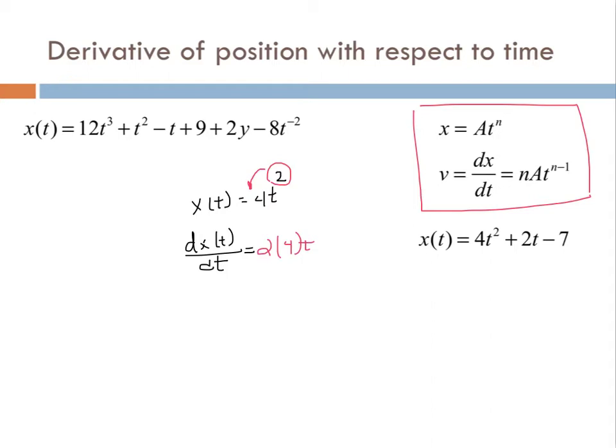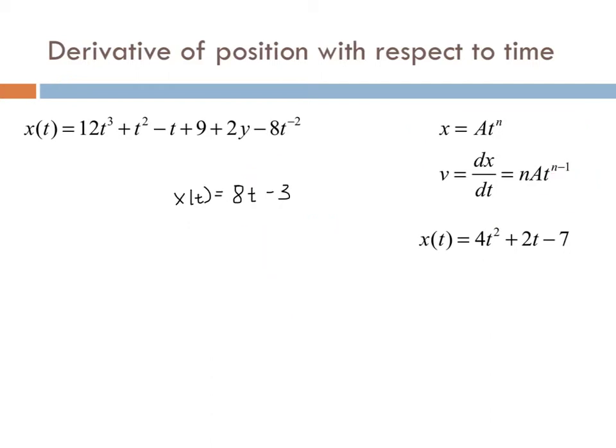So we brought that 2 to the front, and then if we notice, we have the n minus 1, so our exponent, which is 2, minus 1. So this is what's going on. And then we can go ahead and just clean up our math. So we get 8t, and then 2 minus 1 is 1. 8 times t to the 1, or just 8t. This is our velocity function, meaning that this equation would represent the velocity time graph for the above position time graph function.